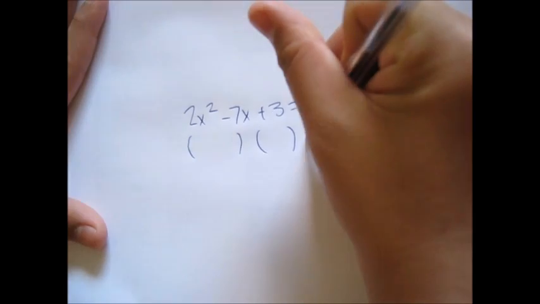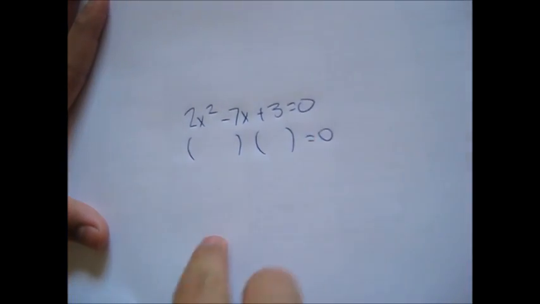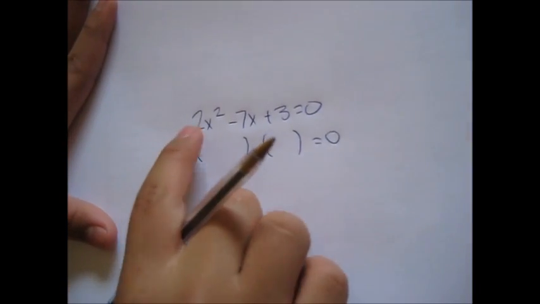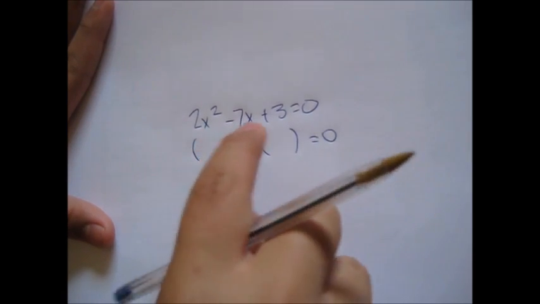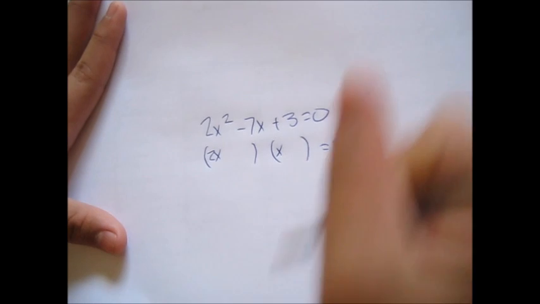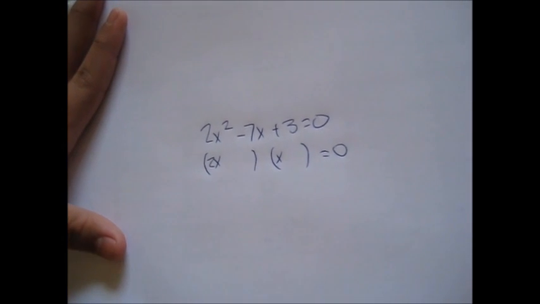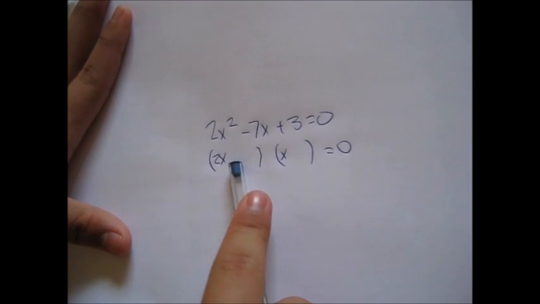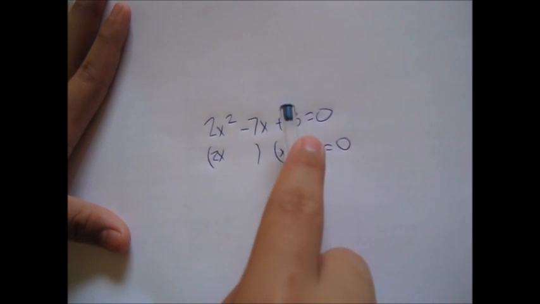So first off, you want to set up two pairs of parentheses. Also, you want to bring down the 0. Next, you want to divvy up the 2x squared to get rid of the exponent. So I got 2x and x. You want to place that in the first position of both parentheses.